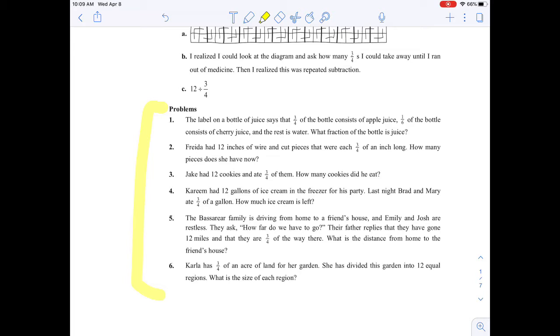Okay, the first problem says the label on a bottle of juice says that 3/4 of the bottle consists of apple juice, 1/6 consists of cherry juice, and the rest is water. What fraction of the bottle is juice? The first thing I look at is, what wholes am I talking about? 3/4 of the bottle, 1/6 of the bottle. What fraction of the bottle? We have the same whole throughout the problem. That's a clue that it might be addition or subtraction, because that's a requirement for those problems.